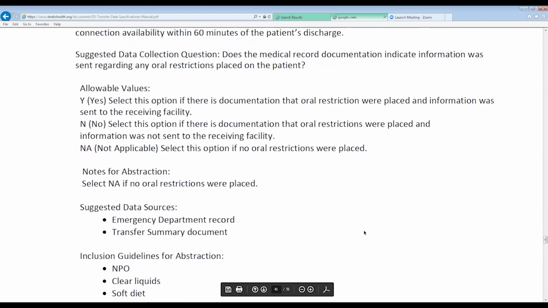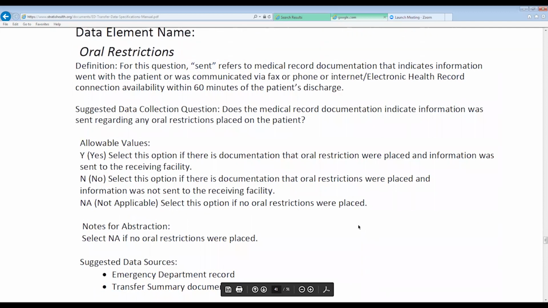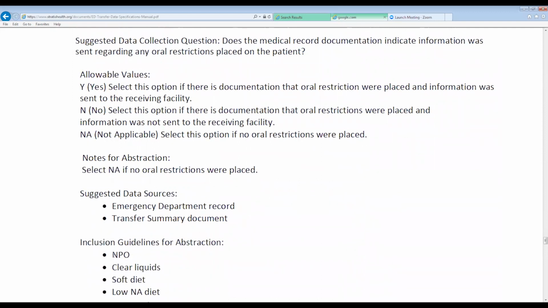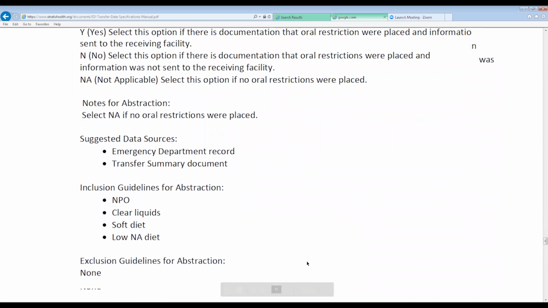Oral restrictions. This is kind of a weird one, but if it says anything about them being placed nothing by mouth, NPO or clear liquids, or if it talked about any kind of diet, that information should be sent. And if there's nothing about that, then no restrictions were placed. That could be an NA.